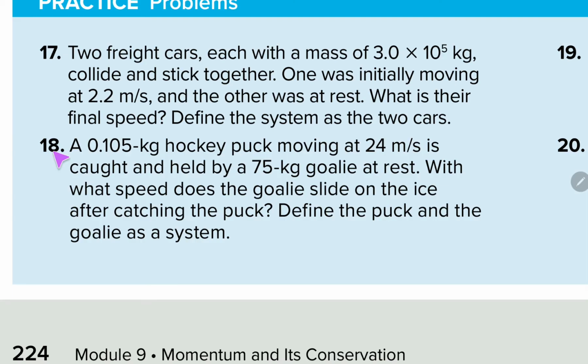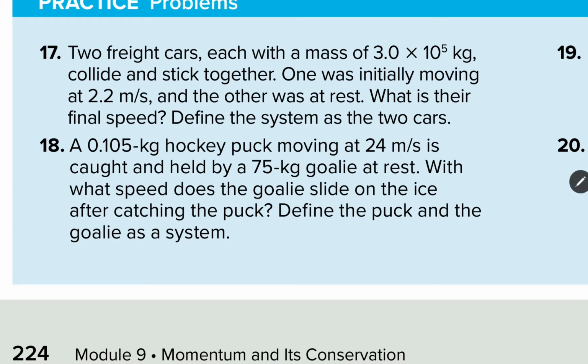Now we have question number 18. A 0.105 kilogram hockey puck moving at 24 meters per second is caught and held by a 75 kilogram goalie at rest. With what speed does the goalie slide on the ice after catching the puck? Define the puck and the goalie as a system.